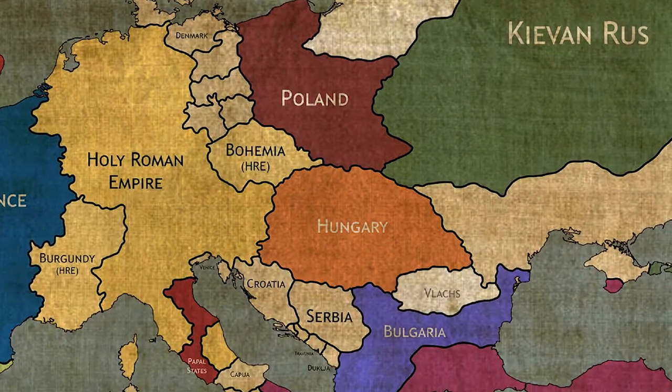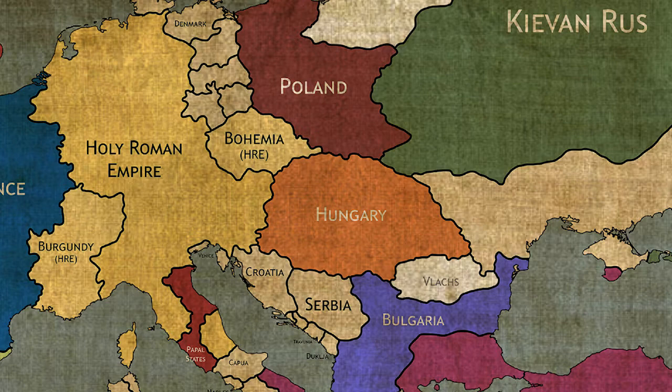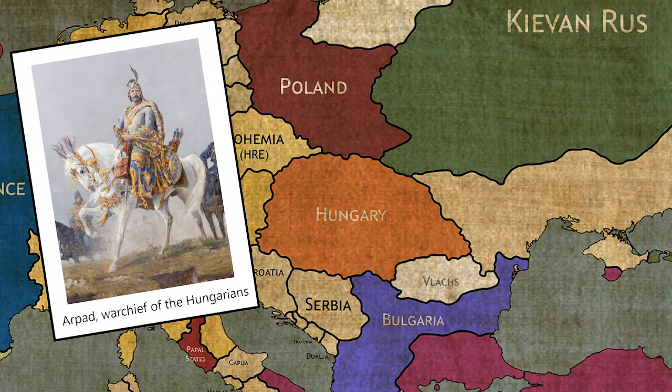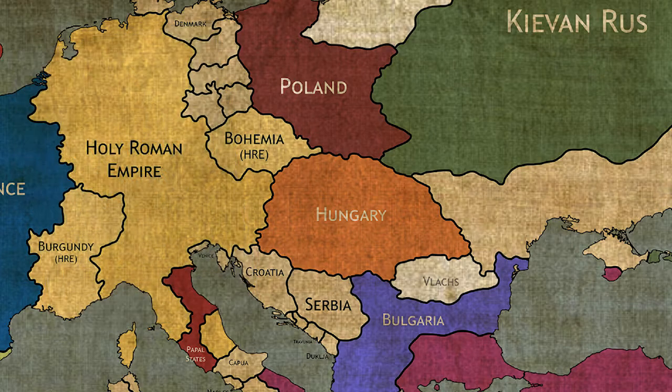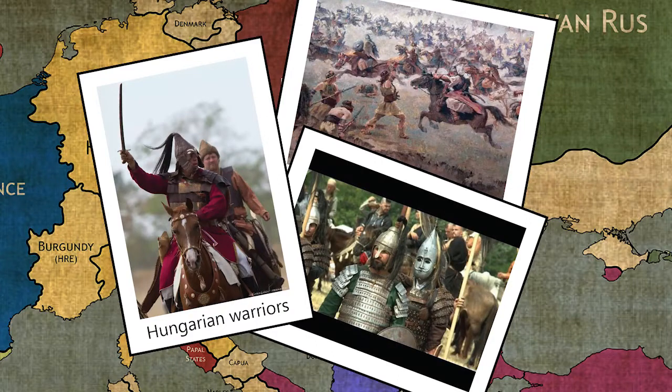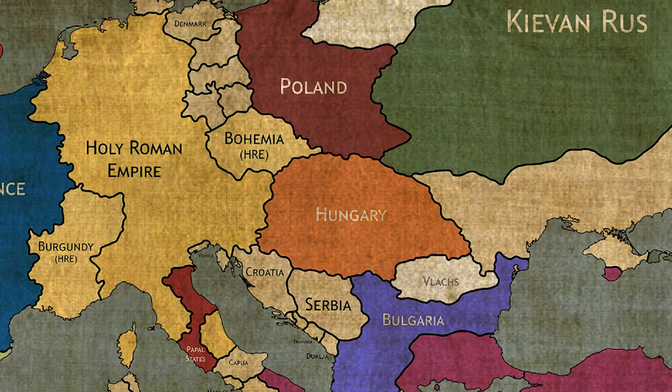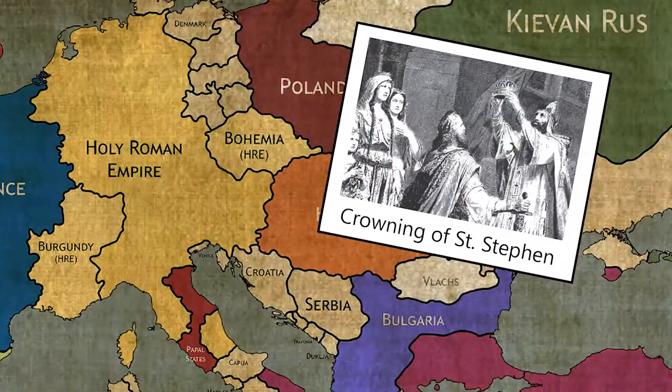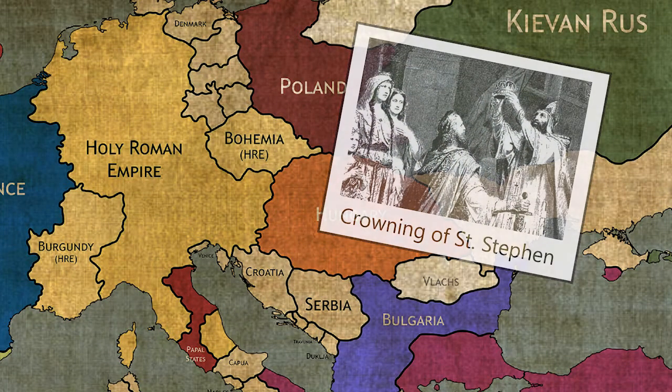In the Carpathian Basin, the Hungarian Principality stands tall, having conquered the area some 100 years ago under their beloved King Arpad. And having projected their power all over Europe, Hungarians have forged a reputation as brutal and fearsome warriors. This year, we're in 1080, is quite opportune as well, as it is the year when Saint Stephen was crowned as the King of Hungary, and when his realm became a Catholic kingdom recognized by the Pope.